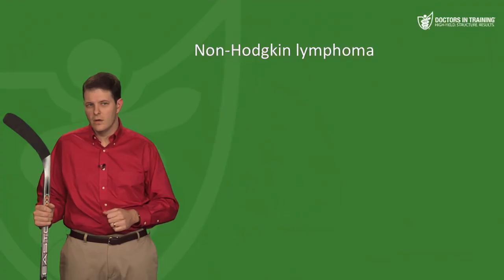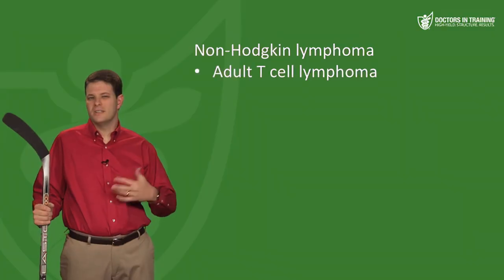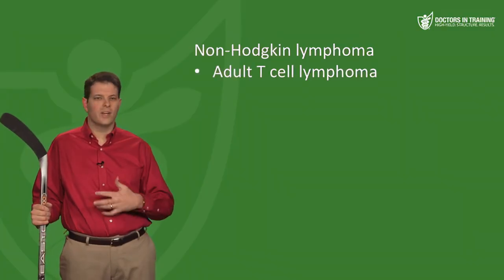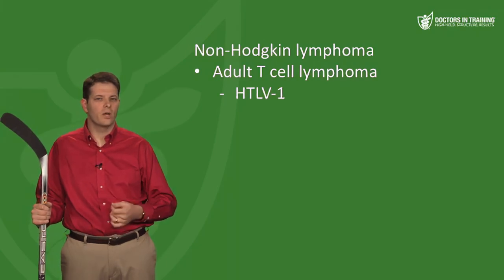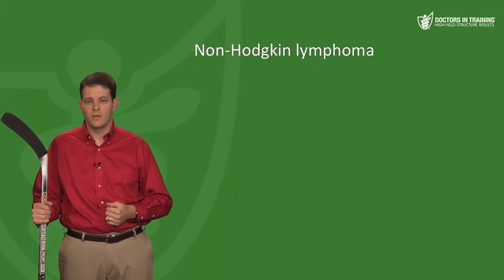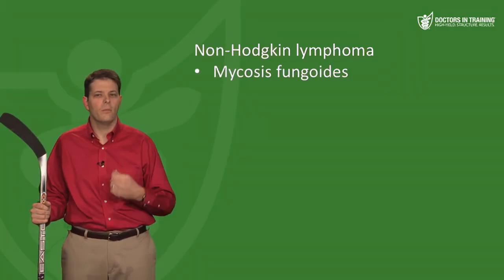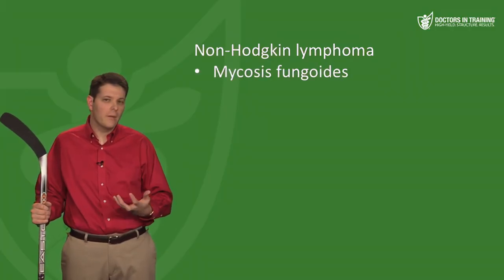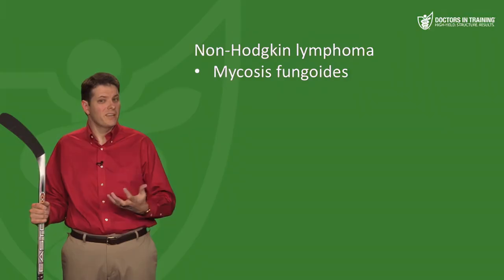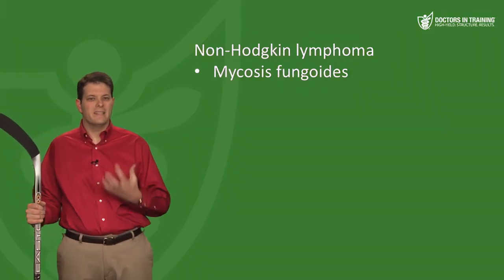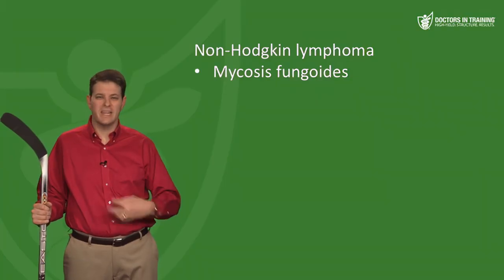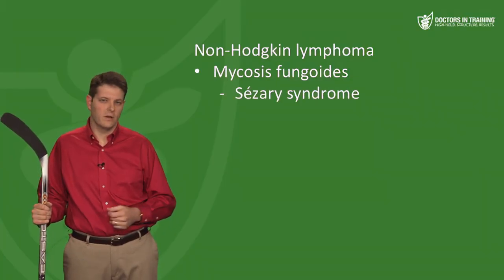Remember, most lymphomas originate from B cells, but there are some that originate from T cells. For instance, there's one called adult T-cell lymphoma. It's a very aggressive cutaneous lymphoma that is caused by human T lymphocyte virus 1, or HTLV1. And there's a cutaneous T-cell lymphoma called mycosis fungoides. It's called that because the dermatologist who first described it thought the lesions looked like mushrooms. Can't make this stuff up. And if those malignant T cells leave those skin lesions and get into the blood, we call that Sézary syndrome.